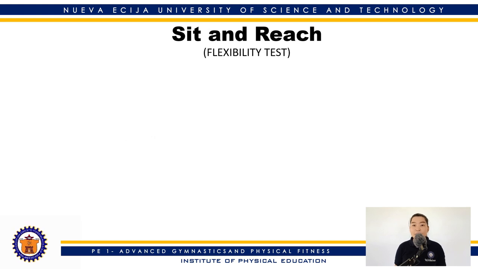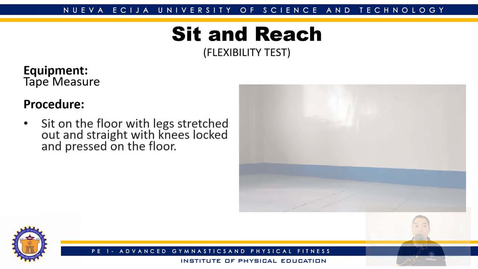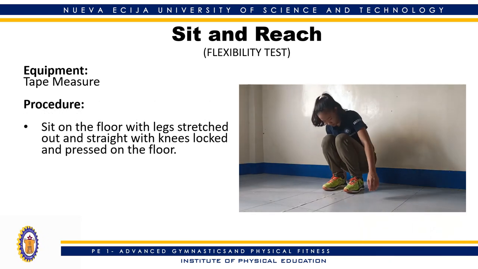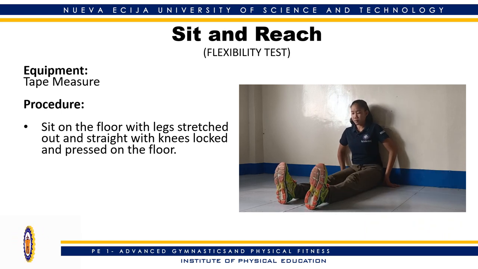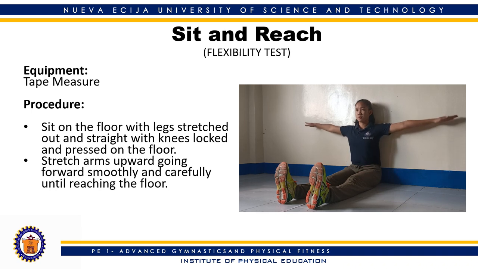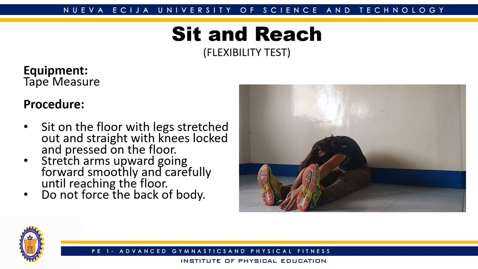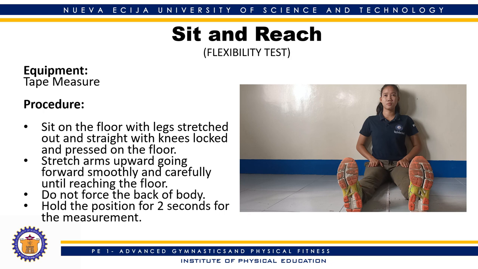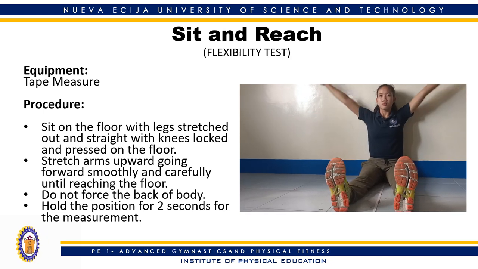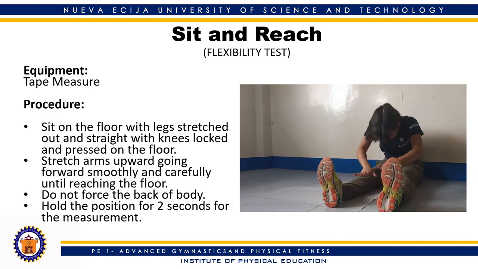Next, sit and reach. This is about flexibility test. So, you have to provide a tape measure to measure your range. Sit on the floor with legs stretched out and straight, with knees locked and press on the floor. Stretch your arms upward, going forward smoothly and carefully until reaching the floor. So do not force the action. Do not force your back. Hold the position for 2 seconds for the measurement. You can do these trials 2 to 3 times.